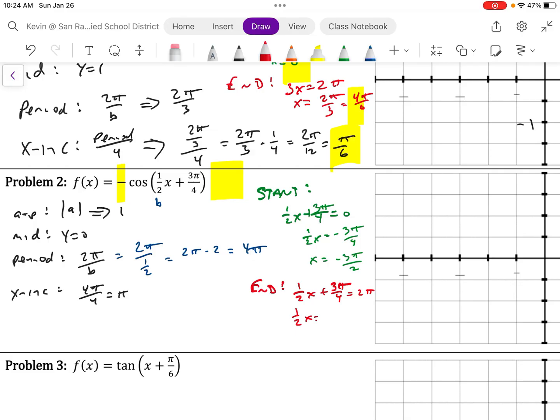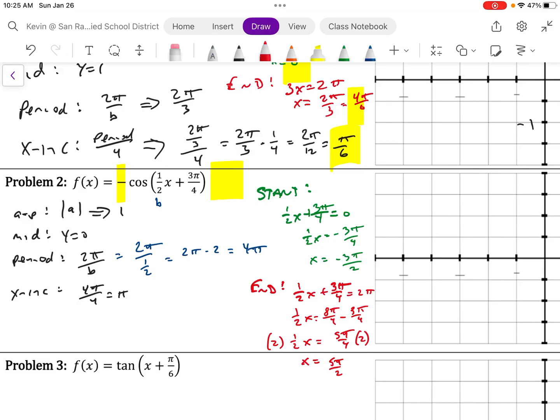So 1/2 x equals, it would be that 5 pi. So that would be 8 pi minus 3 pi, right? This is 8 pi over 4 minus 3 pi over 4. I'm just doing the basic math here, because some of you seem to have trouble with fractions. So this is 5 pi over 4, multiply both sides by 2. So x equals 5 pi over 2. That's my finish point.